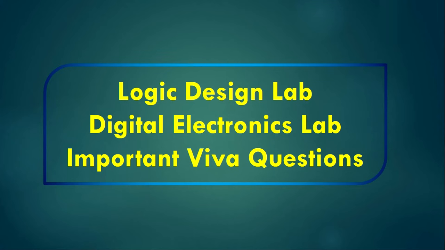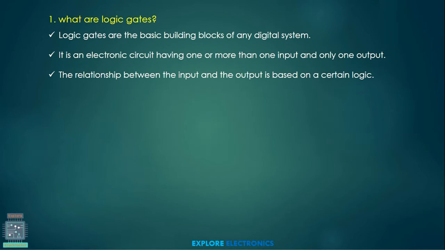In this video, let us see a few important Viva questions on digital electronics lab, or we call it logic design lab. The first question, the very basic question in digital electronics you may expect is, what are logic gates? As we know, a logic gate is a building block of any digital circuit. So this is an electronic circuit having one or more inputs and only one output. Remember, a logic gate is a device which is going to have only one output.